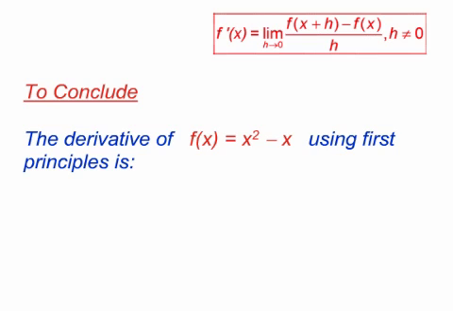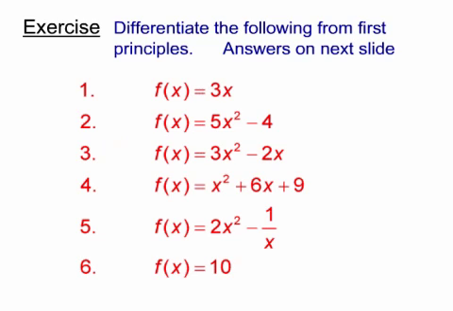So, to conclude, the derivative of f(x) equals x squared minus x using first principles is f'(x) equals 2x minus 1. Now try some questions for yourself. The answers to these questions are on the next slide.